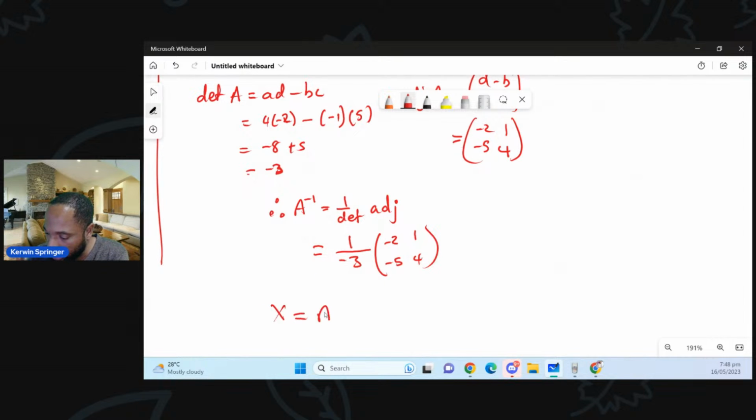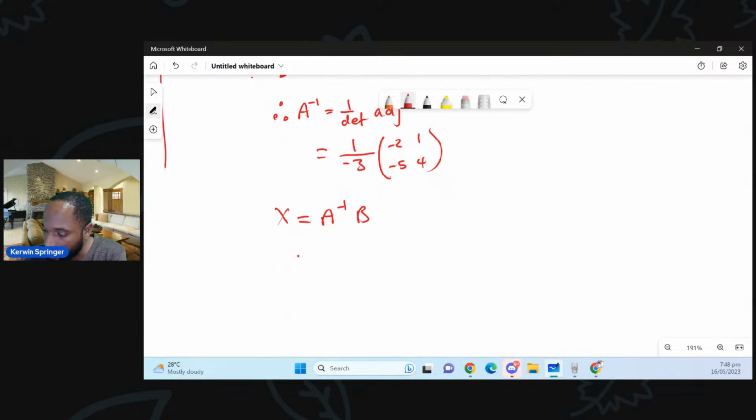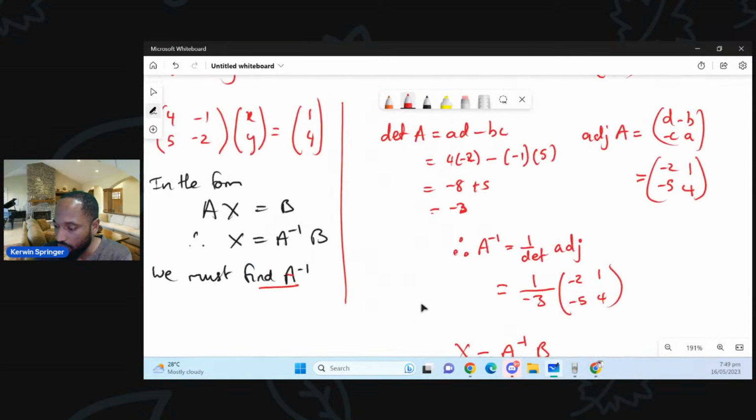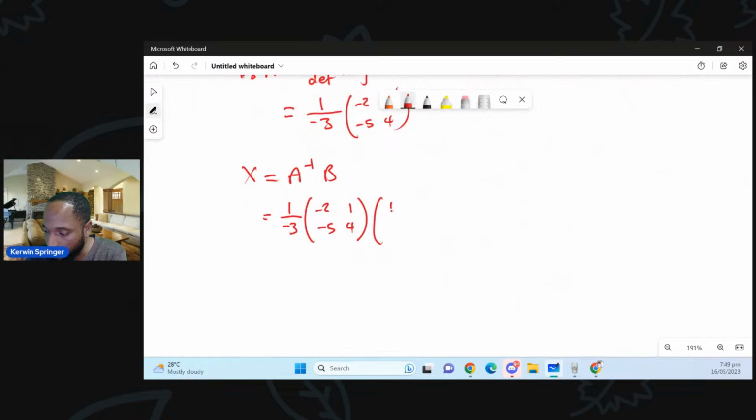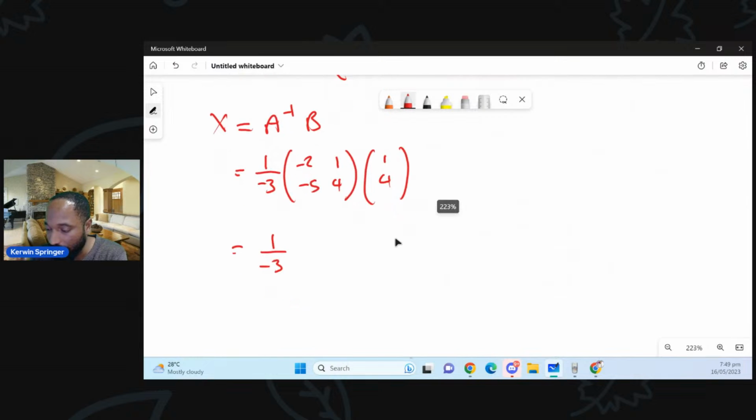But here you actually go ahead and multiply this by B. So X is equal to A inverse times B. We know A inverse now is this, 1 over negative 3. I don't want to put in a fraction there because that gets hot up my head, so let me just keep it like this for now. And B was what? 1, 4. And you multiply. Remember, this is 1 over negative 3 times.